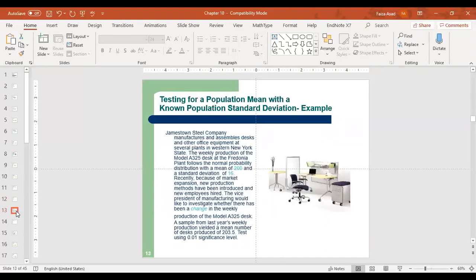Testing a population mean with a known population standard deviation. At this point, we already have the population standard deviation, so we will use the Z-test. Jamestown Steel Company manufactures and assembles desks and other office equipment at several plants in western New York State. The weekly production of model A325 desk at the Fredonia plant follows the normal distribution with a mean of 200 and a standard deviation of 16. So they already mentioned the mean, the value we will use for mu, and this 16 is for sigma.